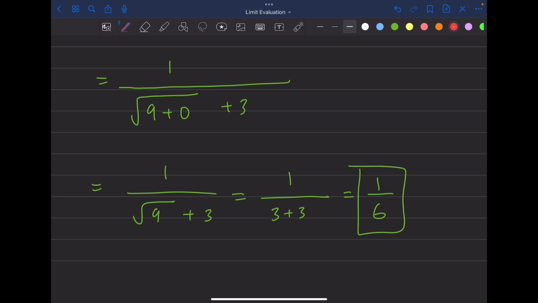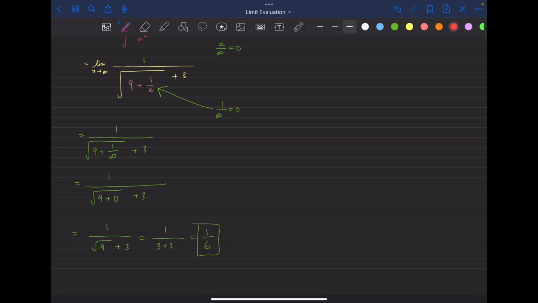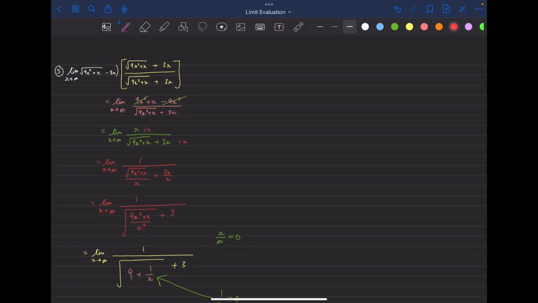We did not divide by 0. We didn't do infinity over infinity or 0 over 0 because those are invalid in math. And yeah, we got an answer. We're done. So I'm going to rewrite it down here. Our original question was the limit as x approaches infinity of the square root of 9x squared plus x minus 3x. And all that was equal to 1 over 6. And we are done. This is our answer.